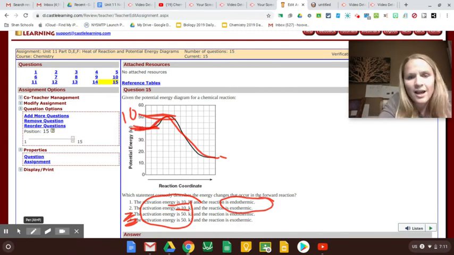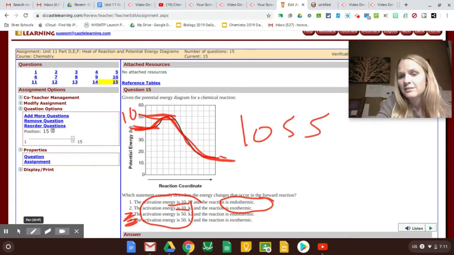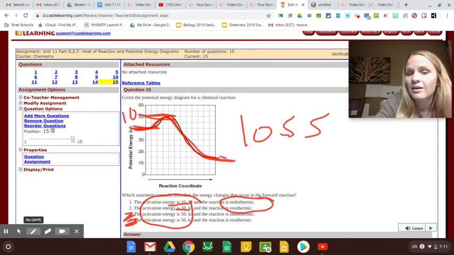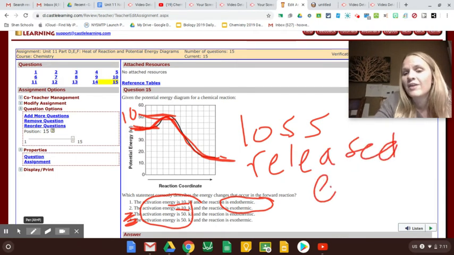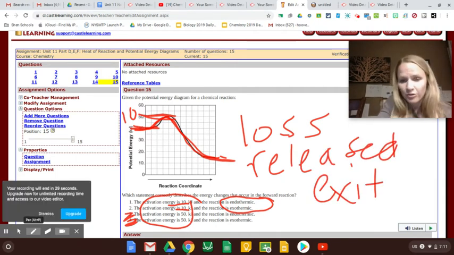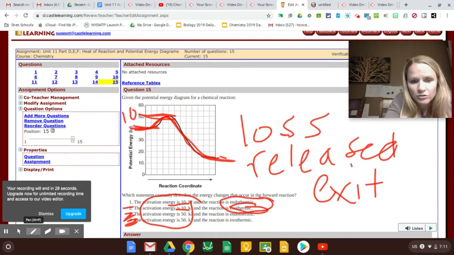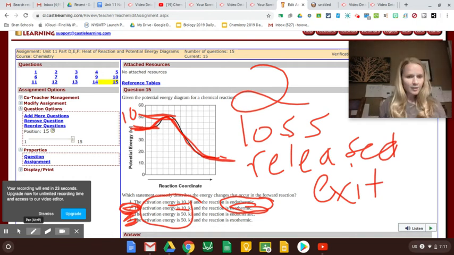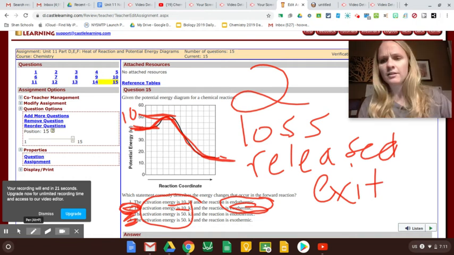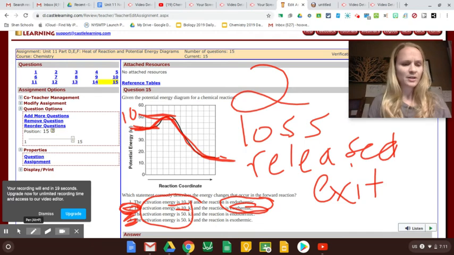So let's see. I ended up lower than I started. Looks like I'm operating at a loss. I had less money than I started with. So energy must have left. It must have been released. Energy must have exited. This is exothermic. So I'm going with this choice right here, 2. The answer is 2. All right. And I will give you in the next unit, next video, a summary of what you need to know about this stuff.